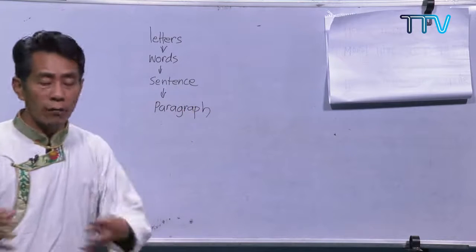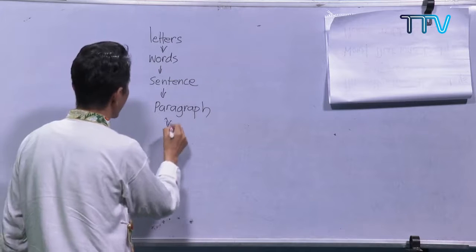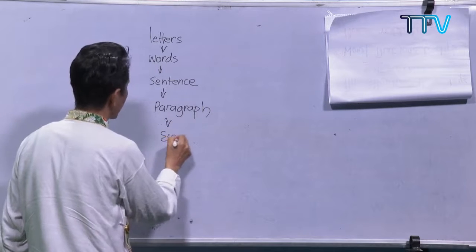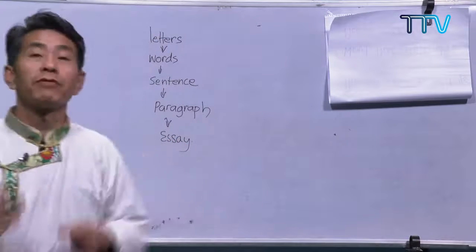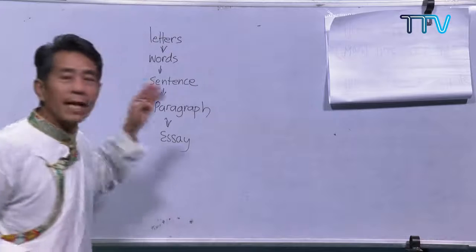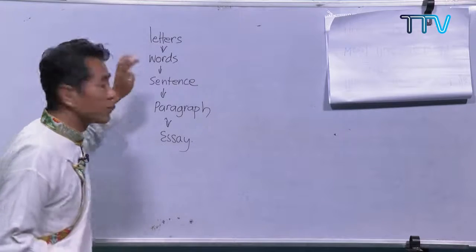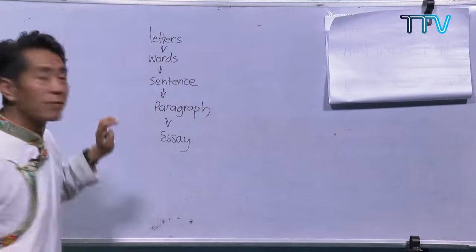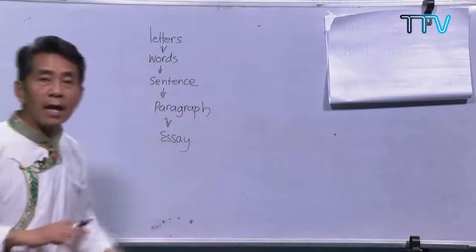Okay, now if we combine 2, 3 paragraphs, what do we get? We get an essay. This is what you have to keep in mind: first we have the letters, then the words, then the sentence, the paragraph, and the essay. This is how the graph goes.